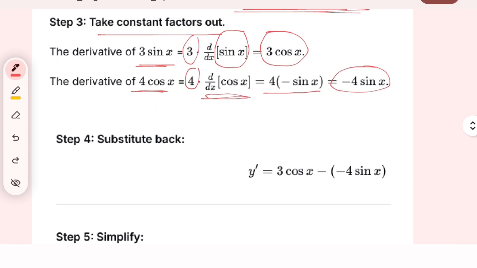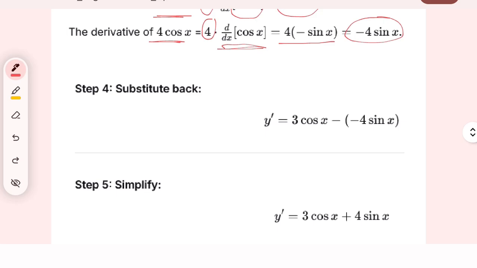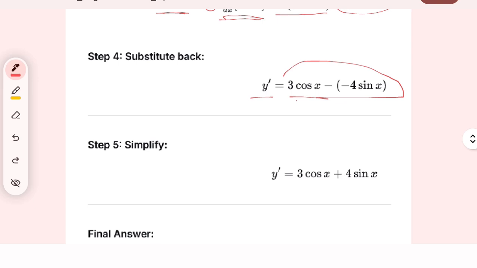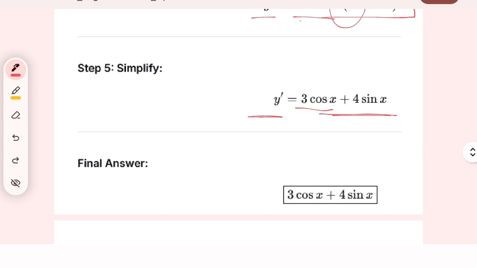All right, and then we put them all together. So substitute it back. It would be 3 cosine x minus negative 4 sine x. We put them together, and then we simplify. Since we have a negative and a negative here, it becomes positive 4 sine x. So 3 cosine x plus 4 sine x, and that would be our final answer. The derivative of y is equal to 3 cosine x plus 4 sine x.